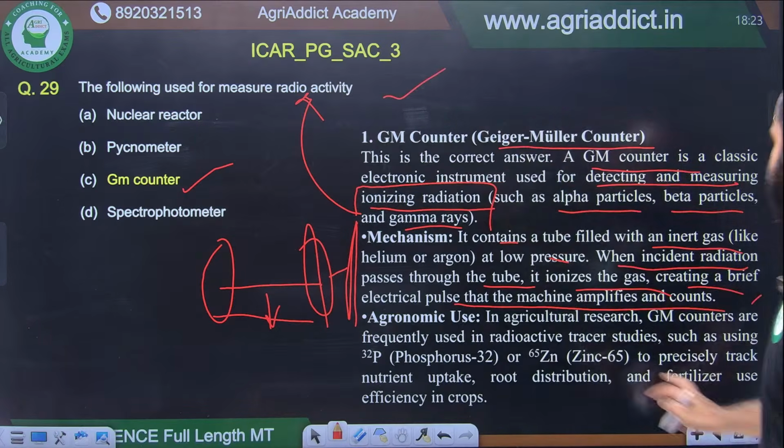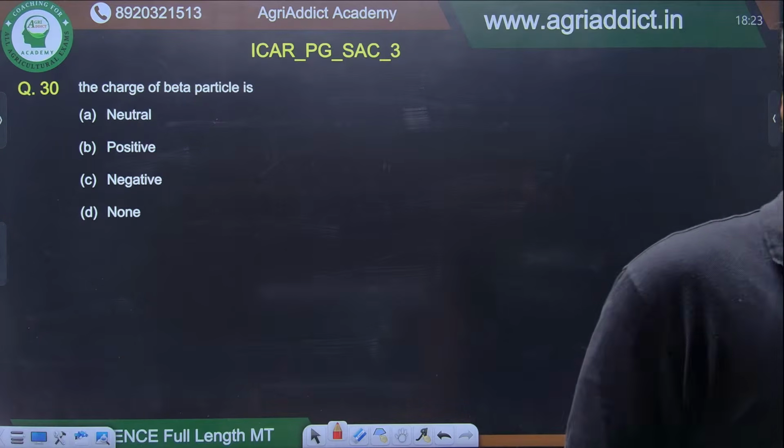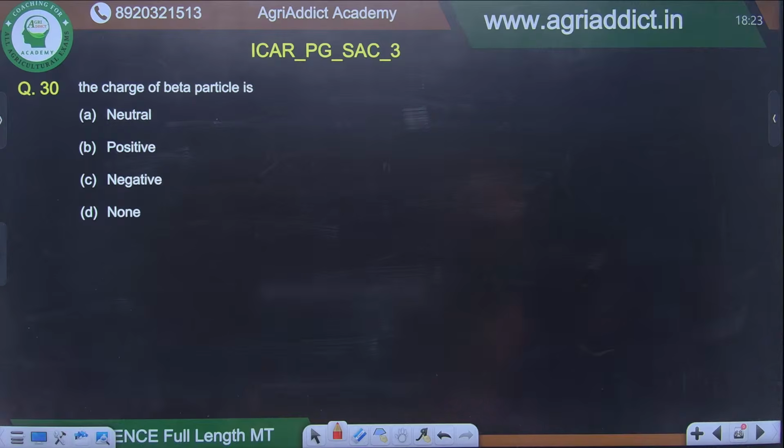All right. Moving on, the charge of beta particle is. This question, if anyone answers correctly, I will be extremely impressed.